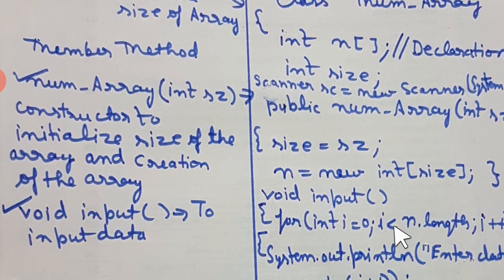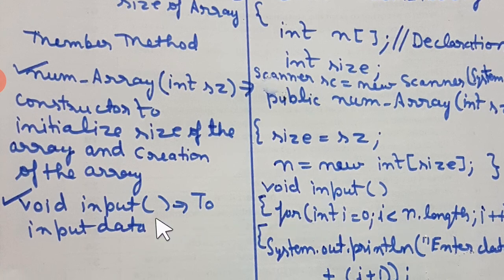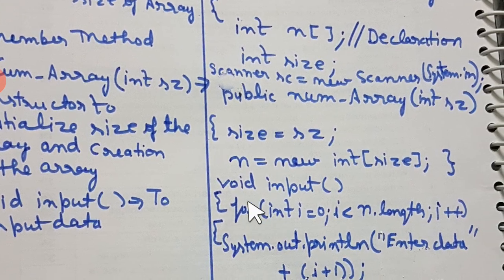After that, we come to a very important task, that is how to input the data into the array. The header of the function has already been given in the program, that is void input. So I've just written void input, copied the same thing. Now since we have to define the function, we open the curly brace here.